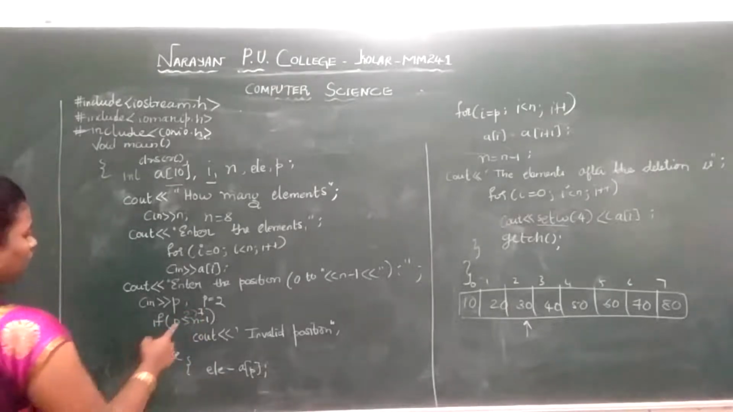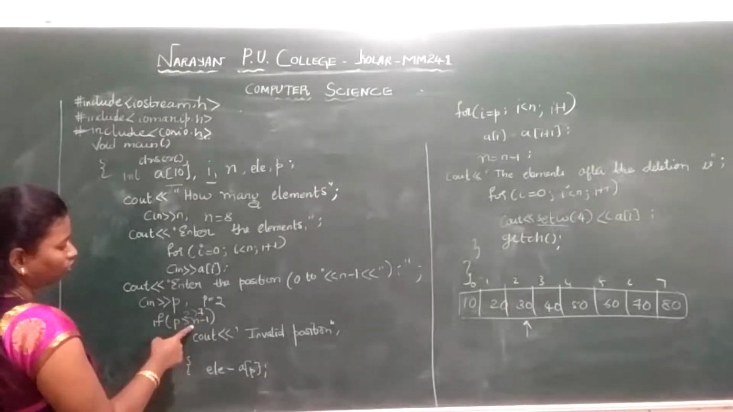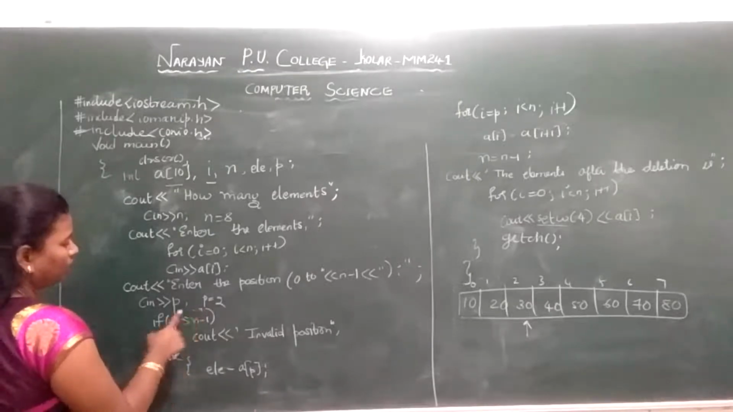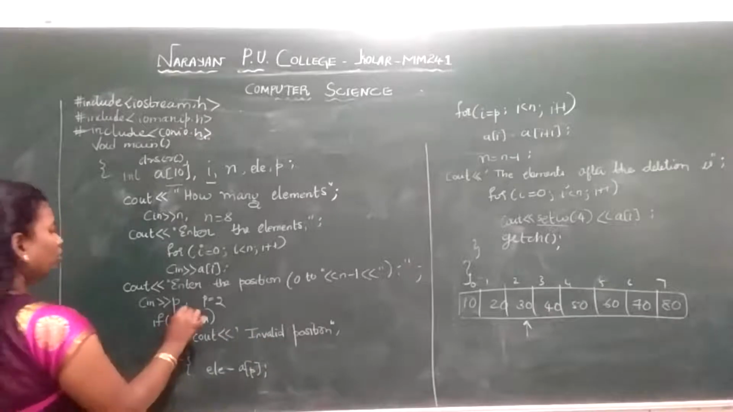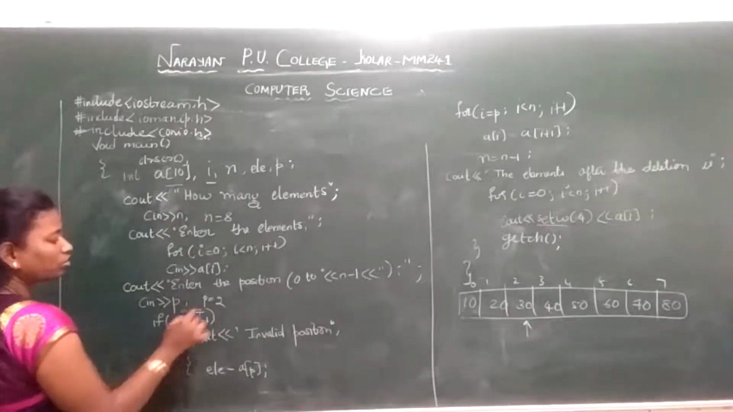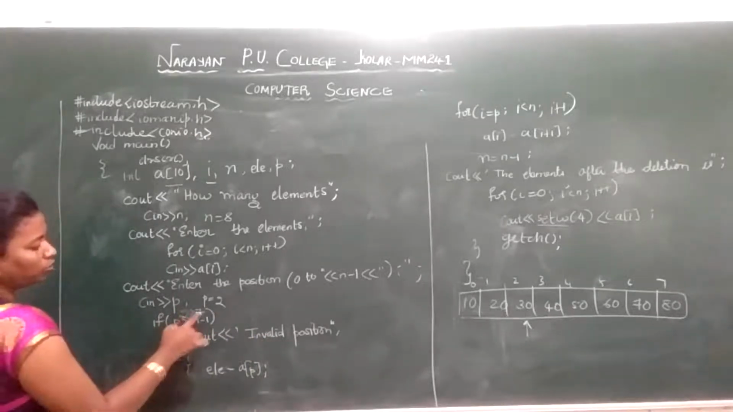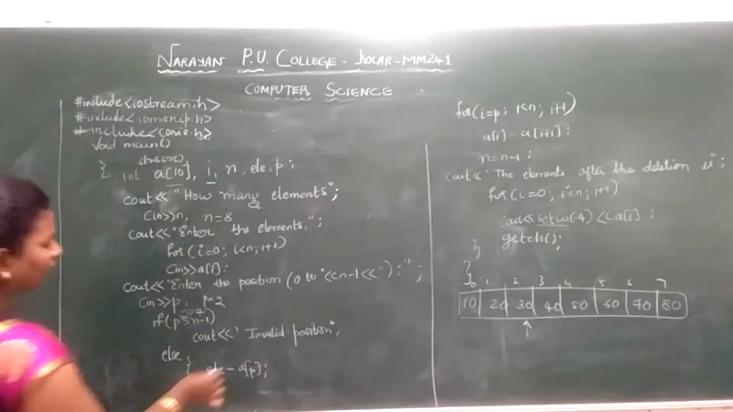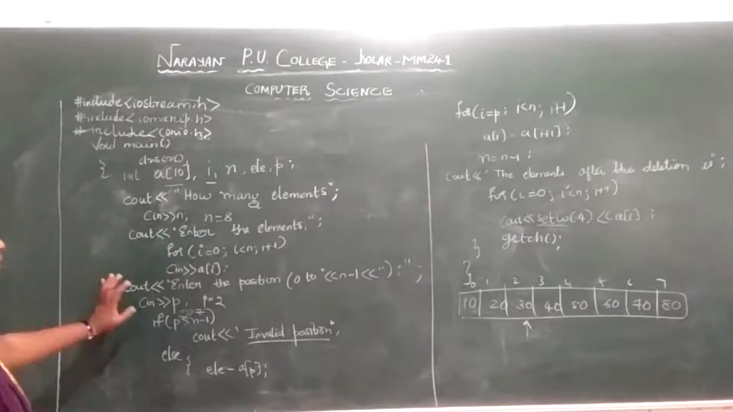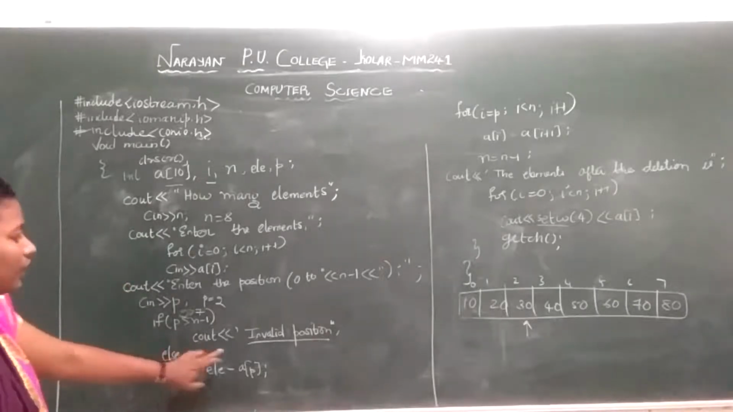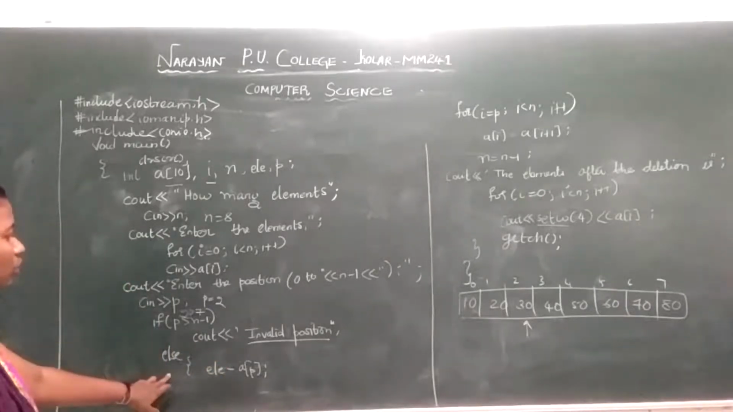Not 8. If I give the position, 2 should be greater than or equal to 7 means it is an invalid position. Okay, 2 is greater than 7? 2 is not greater than 7. If the position goes beyond this, it has to tell it is an invalid position. If this condition is satisfied, it has to tell it is an invalid position, otherwise it will come to the else part.